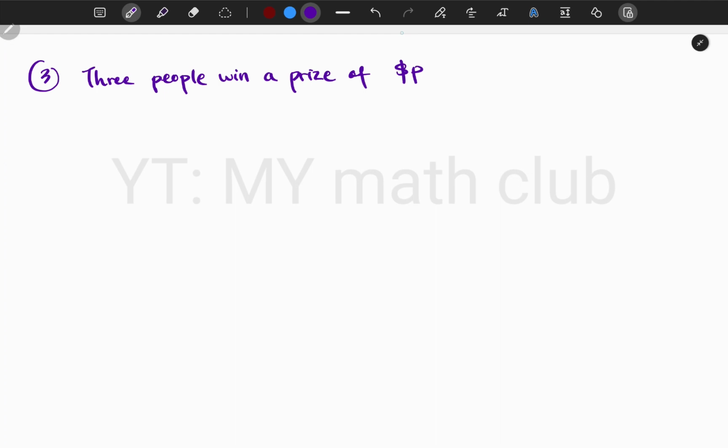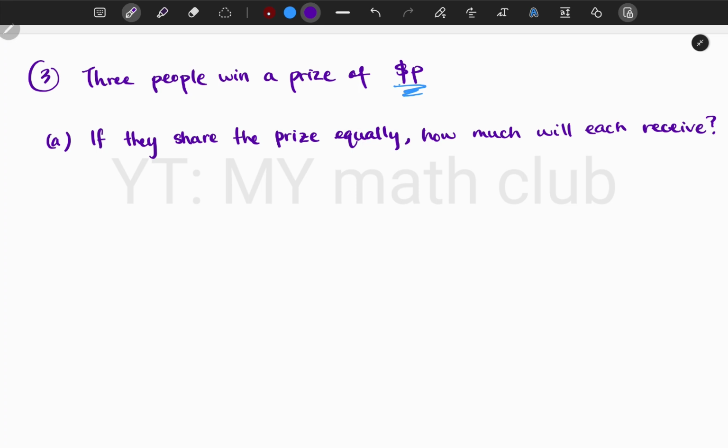Okay, the last question for today, 3 people will win a prize of P dollars. Again, now that our money prize is in terms of P, all of our answers will also be in terms of P. So let's look at question A. If they share the prize equally, how much will they receive? Okay, so 3 people are going to share a prize of P dollars, meaning we are going to take P divided by 3. So everybody is going to get a portion of P divided by 3 dollars.